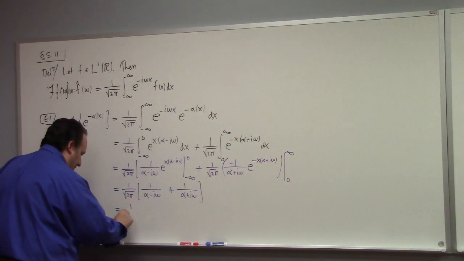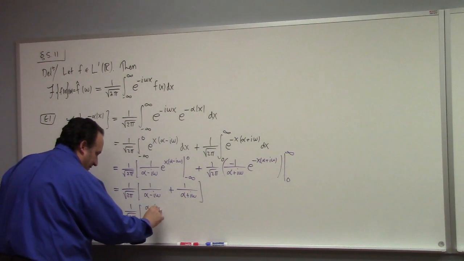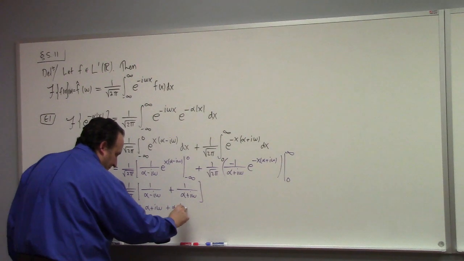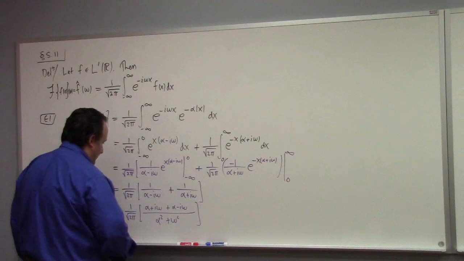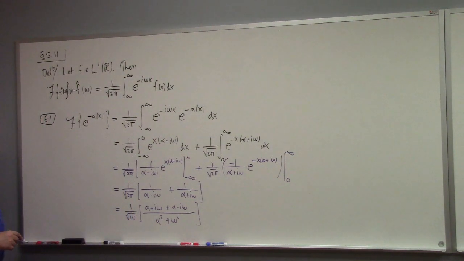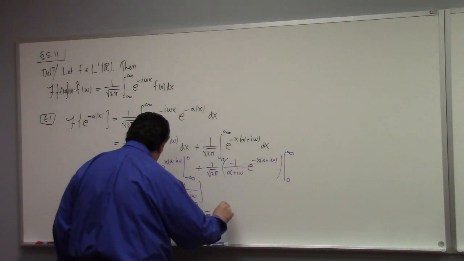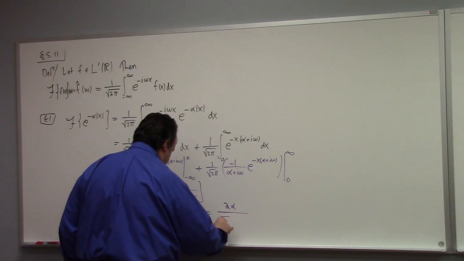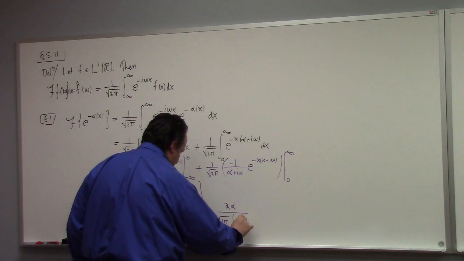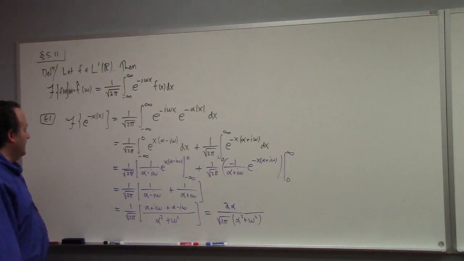And then make a common denominator. You've got alpha plus i omega plus alpha minus i omega divided by alpha squared plus omega squared, because those are conjugates and they multiply out like that. Your omegas cancel, and lo and behold, we've got 2 alpha over the square root of 2 pi times alpha squared plus omega squared.